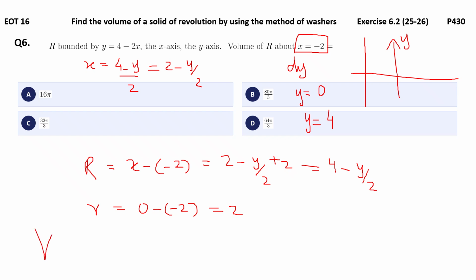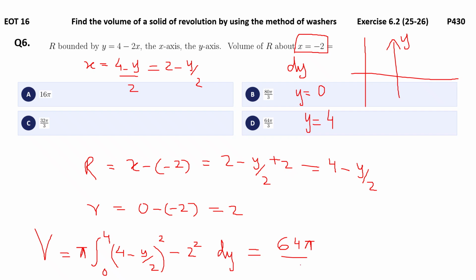Let's go with the volume. Pi times integral 0 to 4. What is your outer radius? 4 minus y by 2, the whole square, minus 2 square, which is your inner radius square, dy. That's nothing but 64 pi by 3. That's your option D.